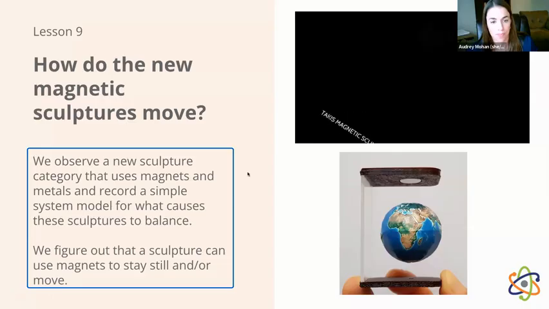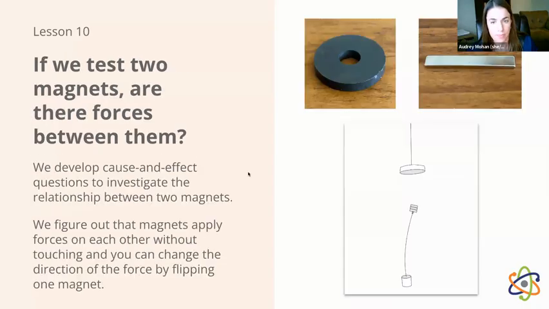So in lesson 10, students have ideas that it has something to do with the magnets on the sculpture. They think there's definitely something there with the magnets. They're not really sure. And so in lesson 10, we generate some questions we want to investigate about magnets. We're doing cause and effect questions about magnets. And then they test it and they figure some ideas out.